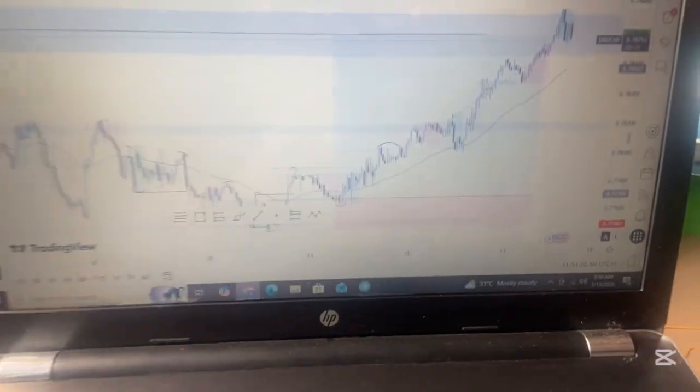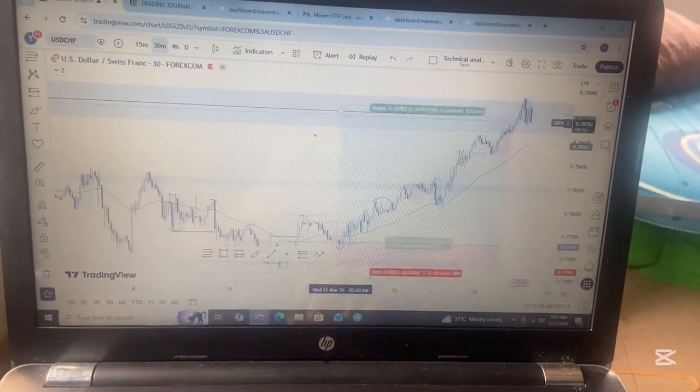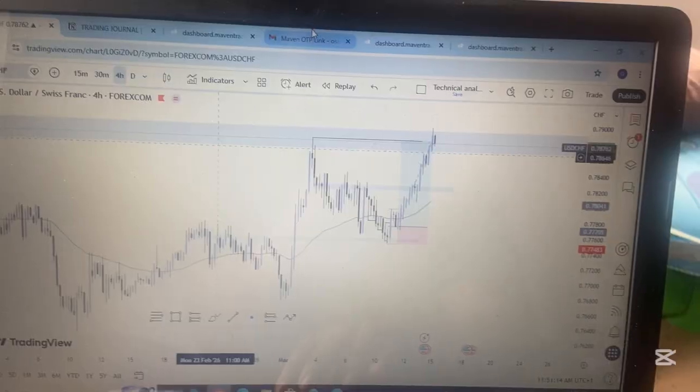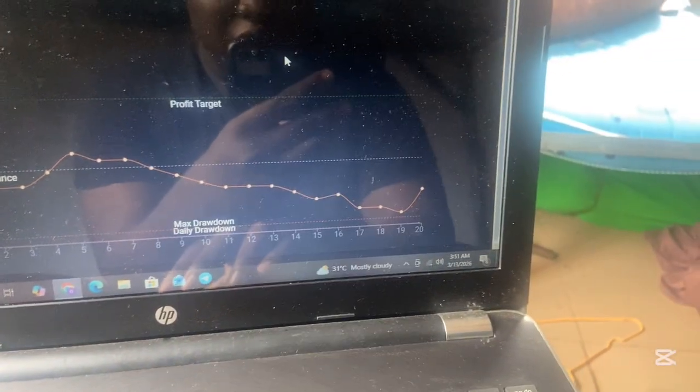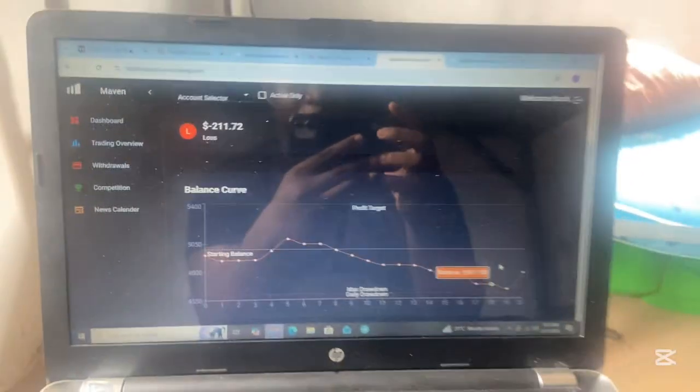As you can see, I don't know if you can see this clearly at all. This is the trade on USD CHF that hit take profit, and this is the 4-hour time frame. This is the Maven dashboard. We were close to blowing the account, and we finally bounced back. I hope this is the beginning of a winning streak.